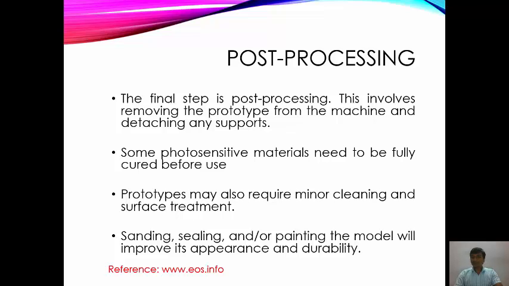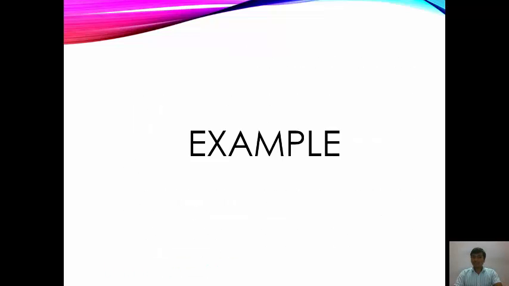After removing the supports and other unwanted parts of the object, we have to cure it. Some photosensitive materials need to be fully cured before use. We can't directly use this object in the application which we want. It has to be cured to get the complete grain structure of the object. The prototype may also require minor cleaning and surface treatment. Sanding, sealing, or painting the model will improve its appearance and durability. So this is how rapid prototyping is done from the beginning to the end.